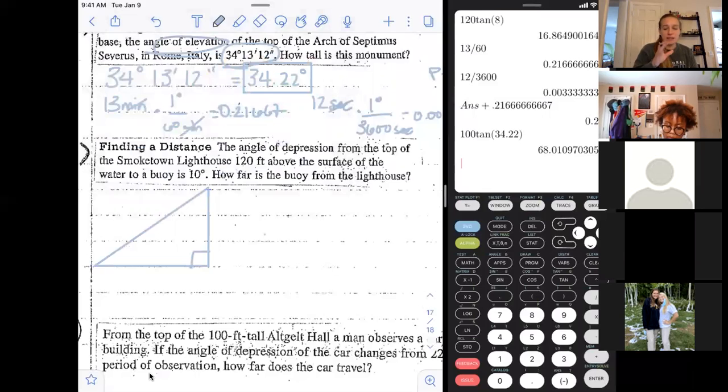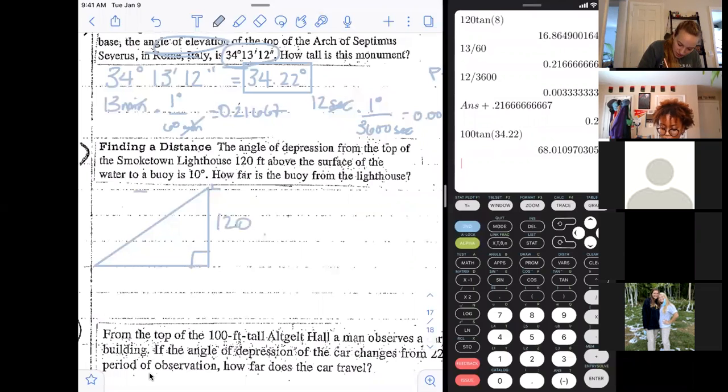We're going to assume this is like a low buoy that's just right on the surface of the water, not one that's 2, 3, 4 feet above. So just let it be low, no extra value. So the lighthouse is 120 feet above the surface of the water. So that vertical distance is 120.